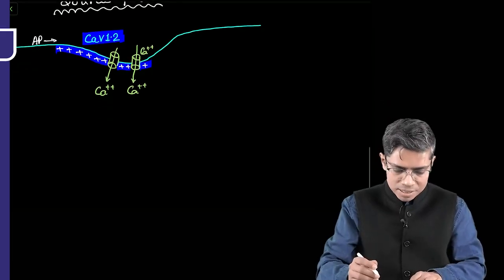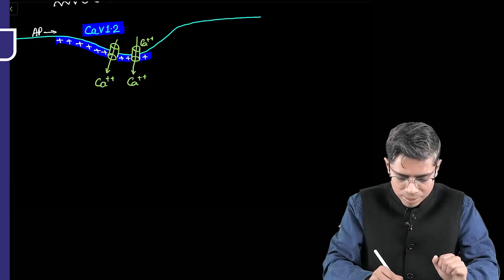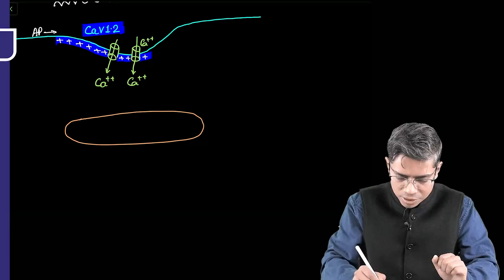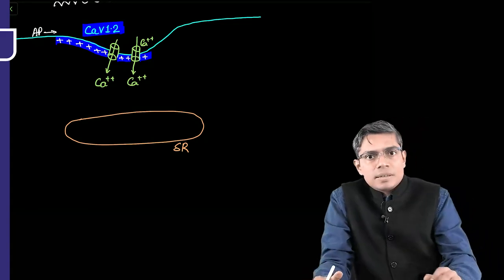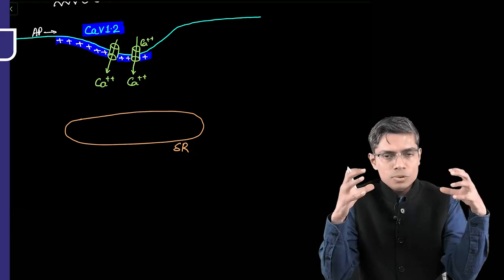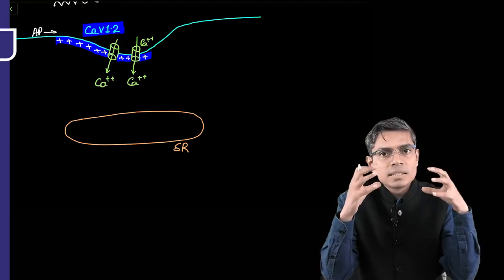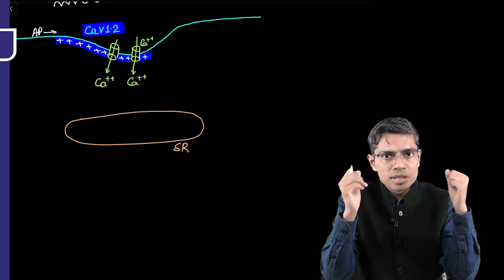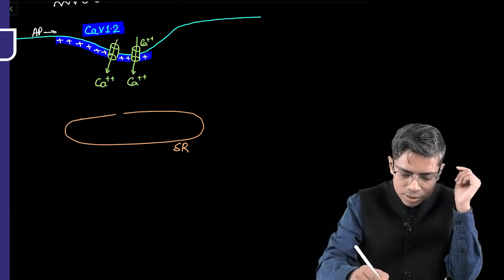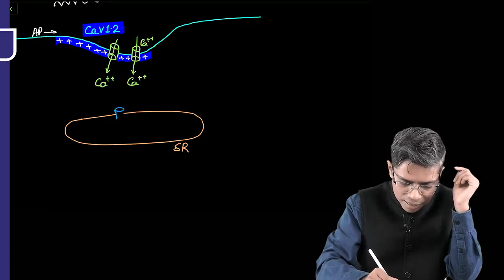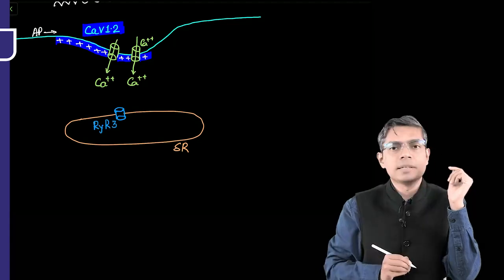Now, in smooth muscle, the sarcoplasmic reticulum is present, but it is rudimentary. So I am drawing a sarcoplasmic reticulum, but this is not like the skeletal muscle sarcoplasmic reticulum. In skeletal muscle sarcoplasmic reticulum, we have seen two spherical regions known as cisterna, storing a huge amount of calcium. But here we are not going to get that. Here is a small, rudimentary sarcoplasmic reticulum. But at the level of this sarcoplasmic reticulum, there will be calcium release channels, and you know the name of this channel. This is the RYR type 3 channel.